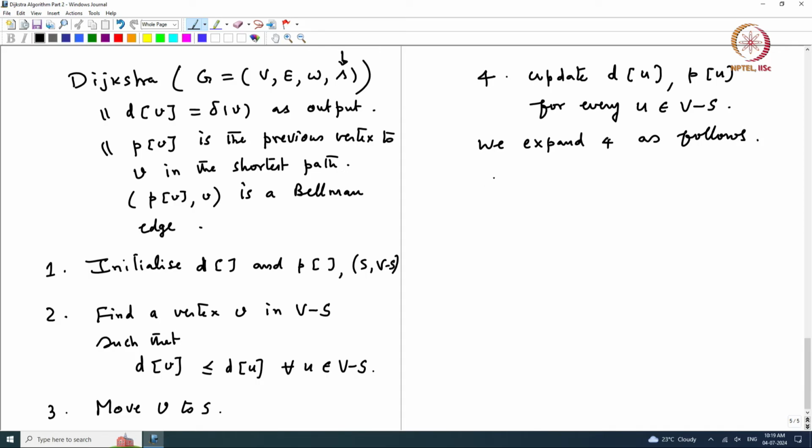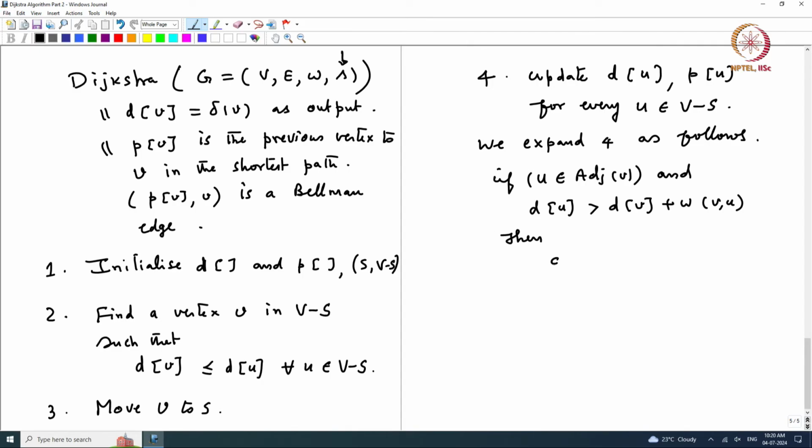If U belongs to adjacency of V and D of U is greater than D of V plus weight of VU, then you update D of U. D of U equal to D of V plus weight of VU, and P of U is equal to V.